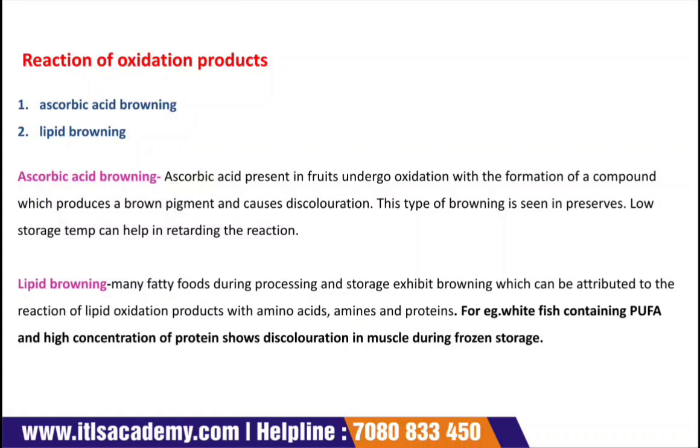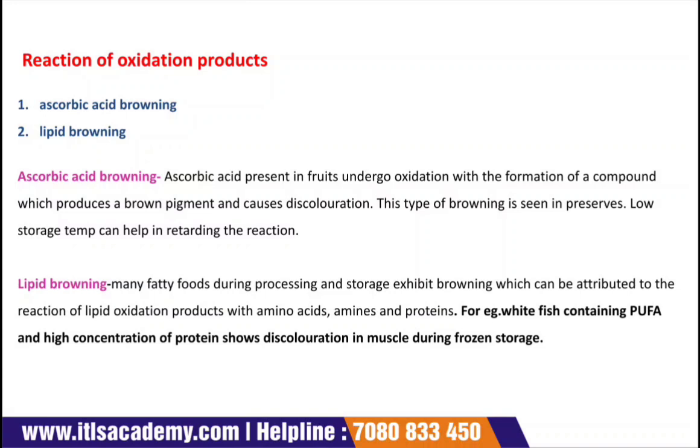So in simple words, if anybody asks you what is ascorbic acid browning, it is simply when ascorbic acid is heated in the presence of acid, and furfural is formed. Examples are citrus fruits, especially their concentrates, which develop the browning attributed to ascorbic acid degradation. Now comes the lipid browning.